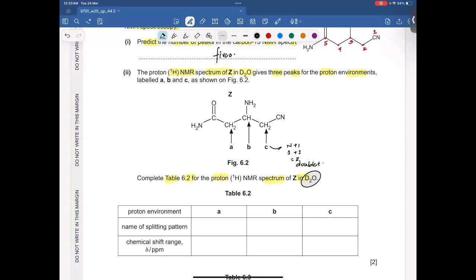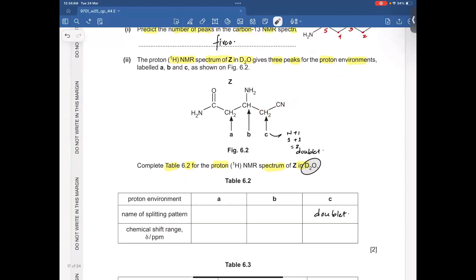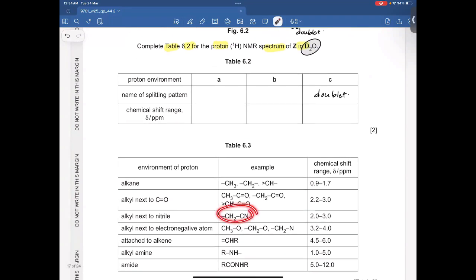So C is basically, name of a splitting pattern, doublet. And this is basically alkyl next to nitrile. So alkyl next to nitrile is given, which has a shift of 2.0 to 3.0 delta.